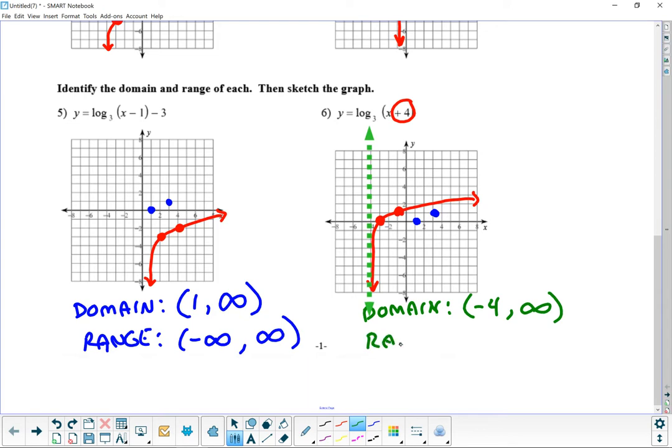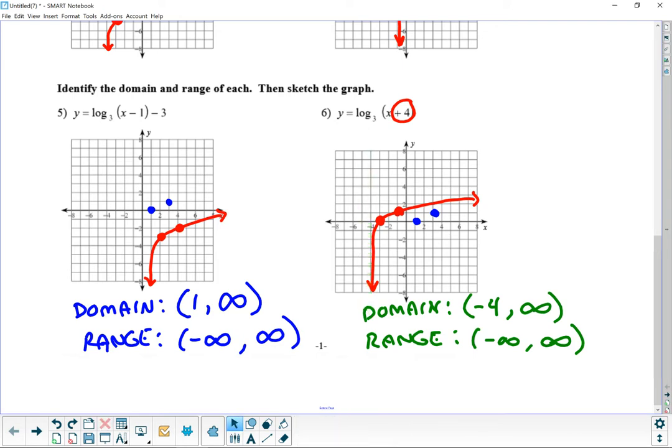Okay, the range, you see it's going to go all the way down to -infinity, and then it's going to slowly go up, which means that it's going to go to positive infinity. All right, so that is your number 5 and 6.